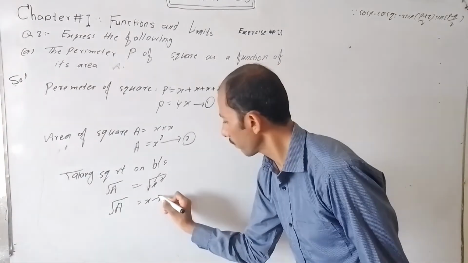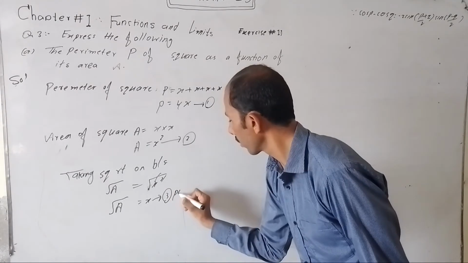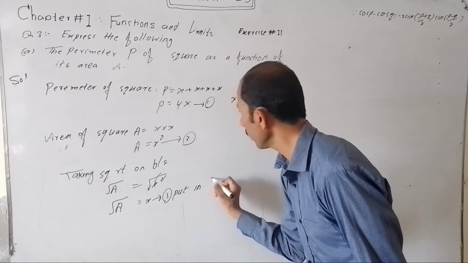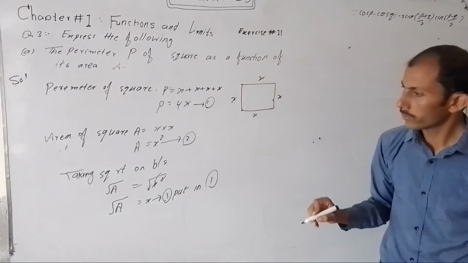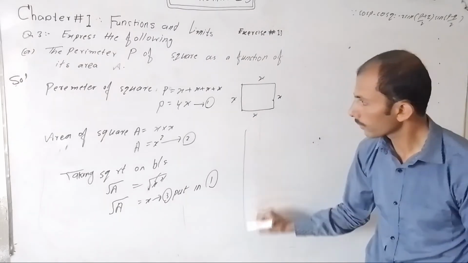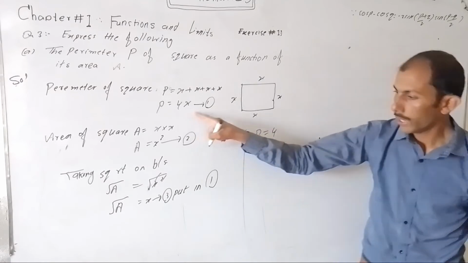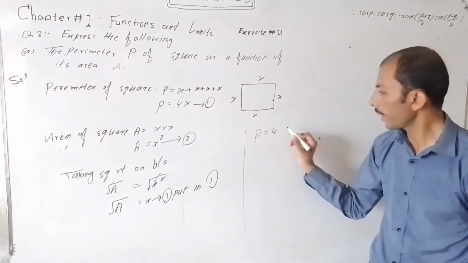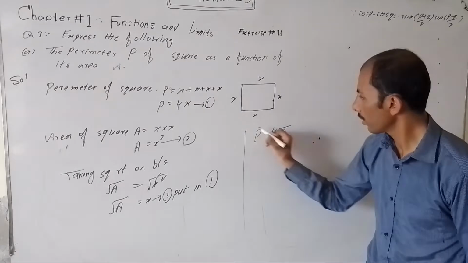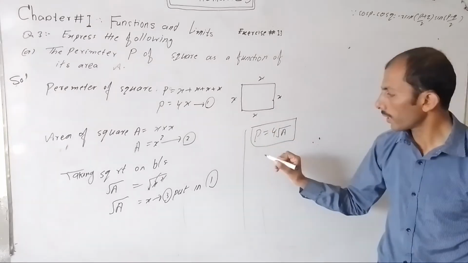Number 3. Put in 1. So P is equal to 4x, x is equal to under root of A, so P is equal to 4 under root of A, which is the required solution.